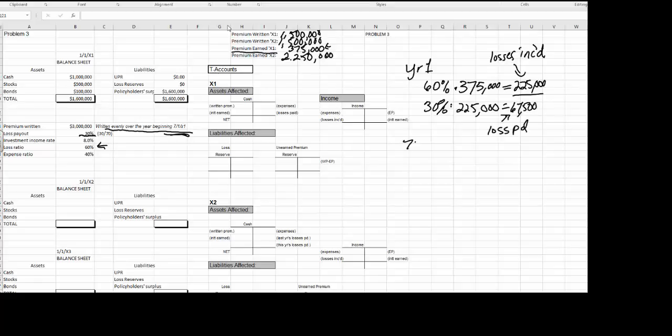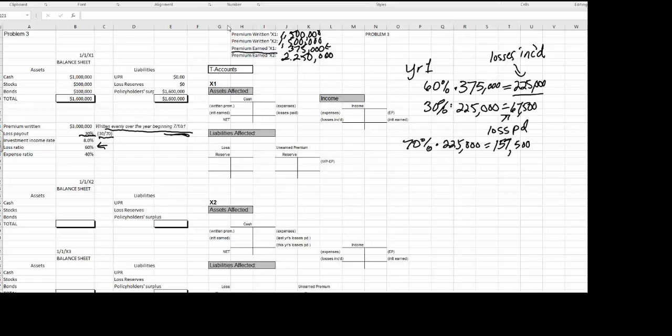The rest of 70%, that's why I put this fraction here, 30/70, means the 30% is paid in the first year and 70% is not paid until the following year. So 70% times our 225 equals 157,500. Again, that's 70% times 225. It's also the difference between 225 and 67,500. So where do we put each of these?